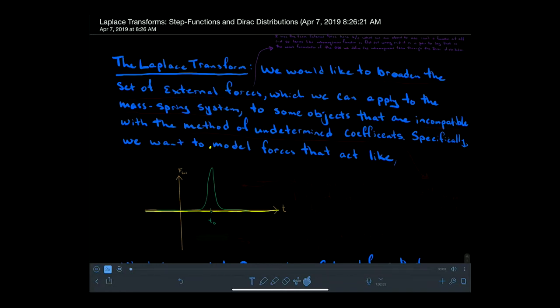All right, so at this point, you might be asking why we're doing step functions at all. It just seems crazy, right? We're introducing this whole new technique to solve problems that we solved in other ways. Well, the reason is that we'd like to broaden the set of external forces which we can apply.